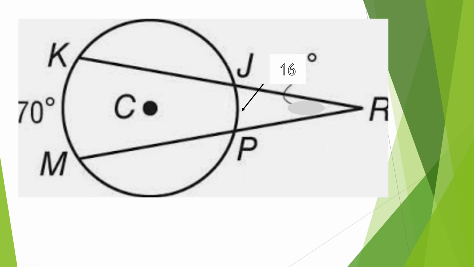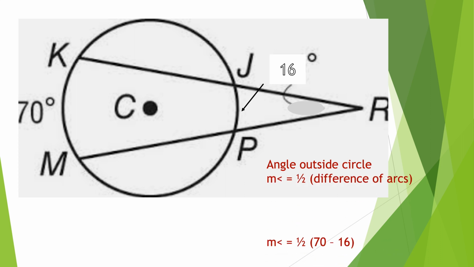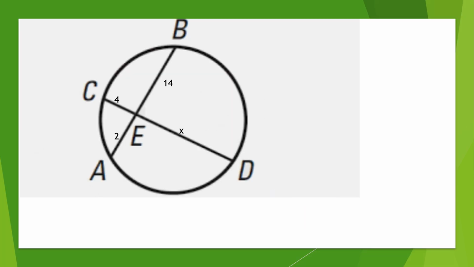Okay, so the angle's outside the circle. When the angle was on the circle, it was half the arc. When it's outside the circle, it's half the difference of the arcs. So, since the angle is half the difference of the arcs, it's half of 70 minus 16, which makes it half of 54, which makes it 27 degrees.